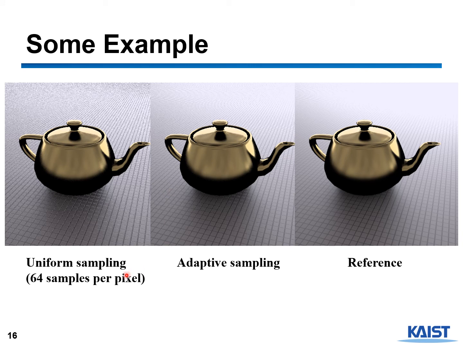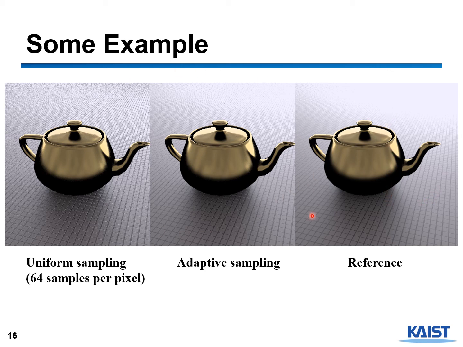And this is another example. This is the uniform sampling result, 64 samples per pixel. But here, as you can see, there is a lot of aliasing. You can see there is a lot of noise here, right? But this is the reference. In other words, the reference is where we generate a huge amount of samples per pixel, so then we can use it as a reference.